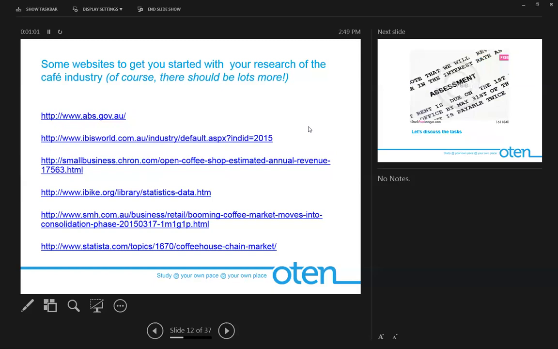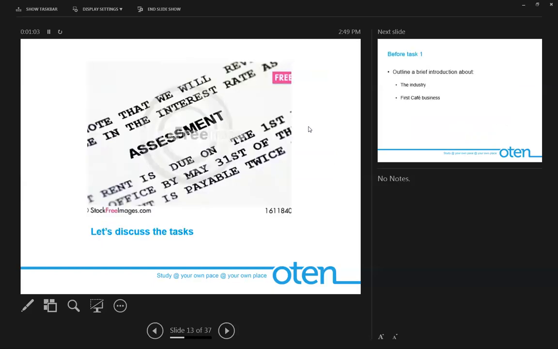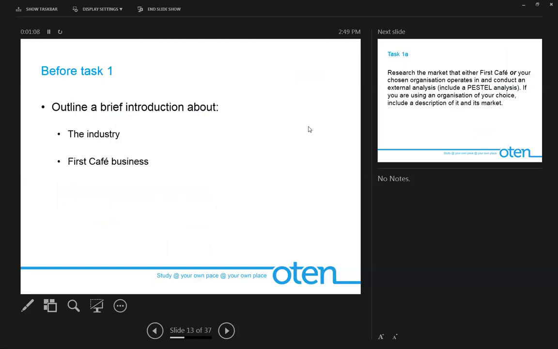Now let's discuss the tasks. Before addressing task 1, I would recommend you outline a brief introduction about the industry. You introduce the business. The business is in the cafe industry. Outline briefly whatever you know. You can refer to the IBISWorld report that you downloaded from the OLS, and outline brief information about First Cafe business.